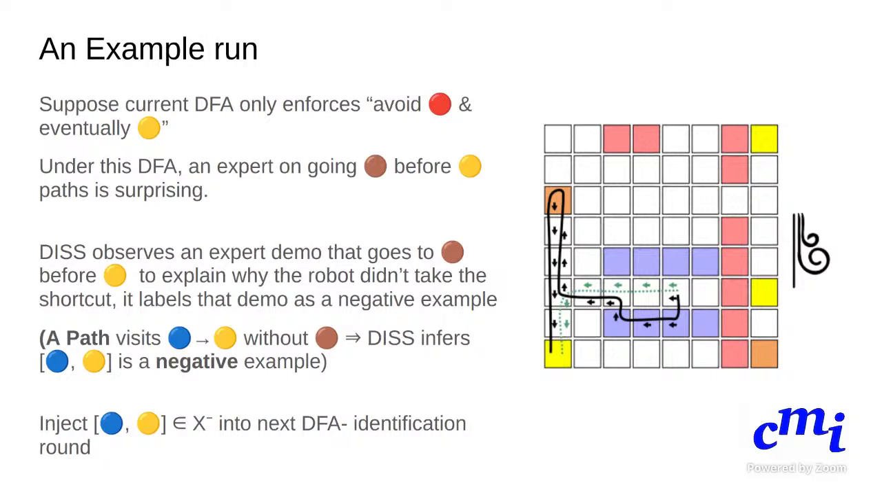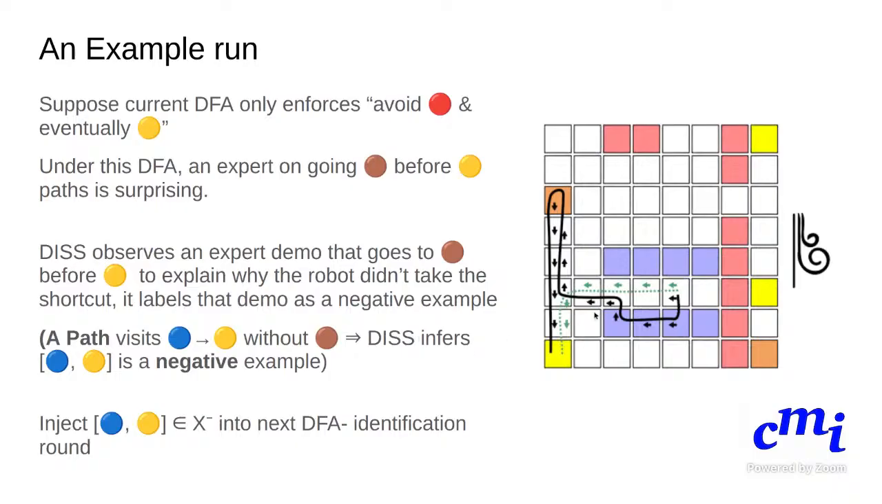So it observes this demo and asks why it does not take the shorter route of just blue and then yellow. DISC interprets this as a negative example. In the current list of labeled examples, we see a lot of blue, brown, and yellow paths. Then it interprets that the blue and yellow path will be a negative example. So this is how DISC categorizes it.